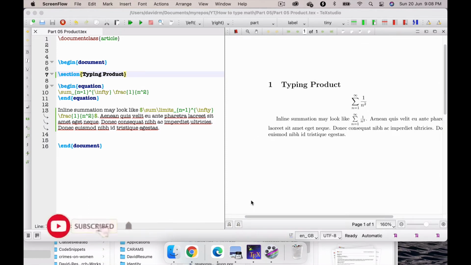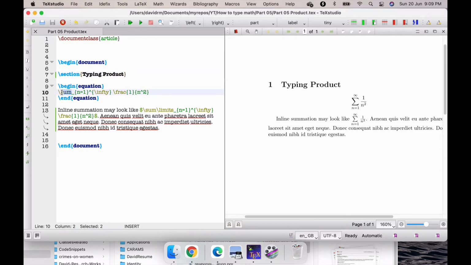Remember, we were typing summation in the previous video, of course. There was the summation symbol and then we were typing the one by one square. So in this video, we want to type product instead of summation. That's all we want to do. So it's very simple. You just have to make sure that you replace your sum at exactly wherever it was.